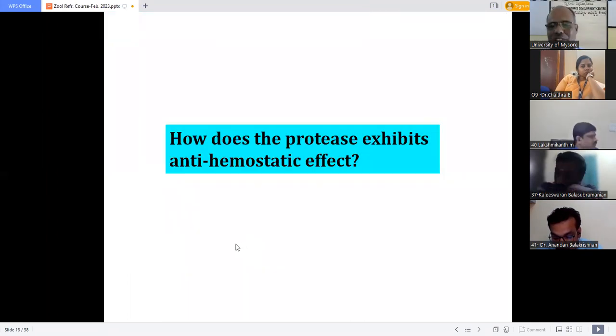in different forms. Now, the interesting thing is that having understood that our protease is a strong anti-hemostatic protease, we wanted to understand how the protease exhibits the anti-hemostatic effect. So hemostasis means, as I already mentioned, it involves plasma coagulation and platelet aggregation, is it not? So does our protease interfere in these two functions?